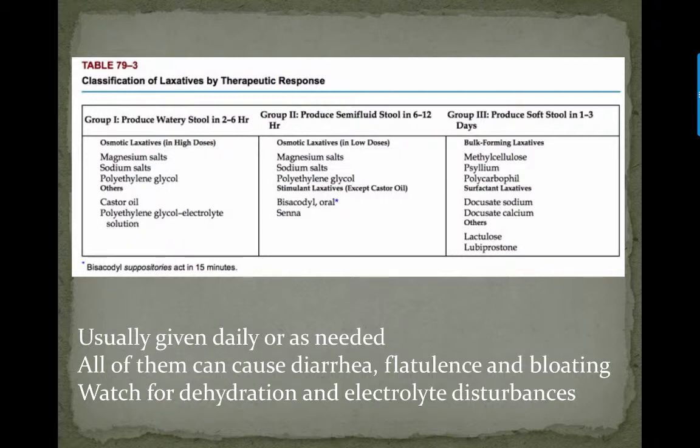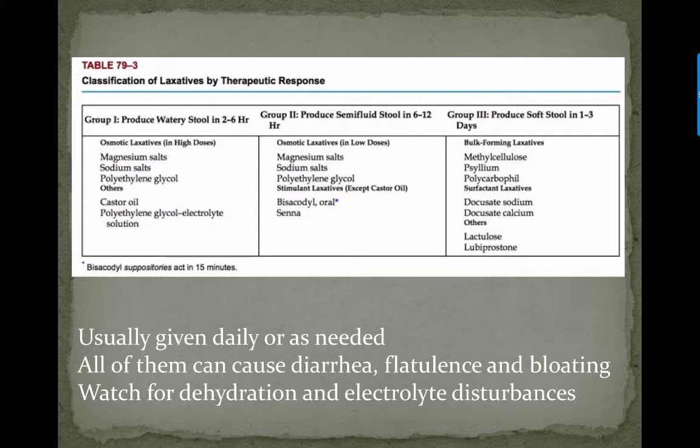Group 2 produce a semi-solid or semi-fluid stool in about 6 to 12 hours. They have an intermediate action. They produce a stool that's semi-solid and very easy to pass. Group 2 agents are ones that are frequently abused by the general public.